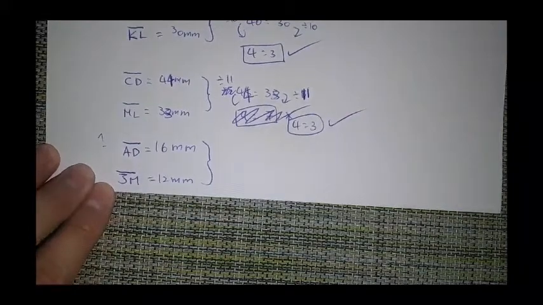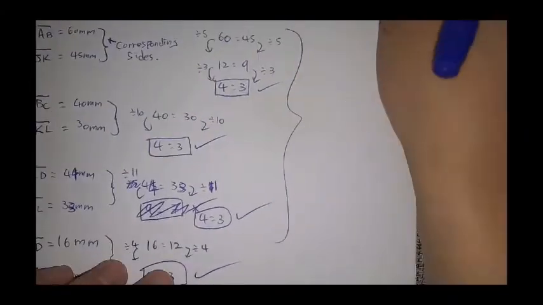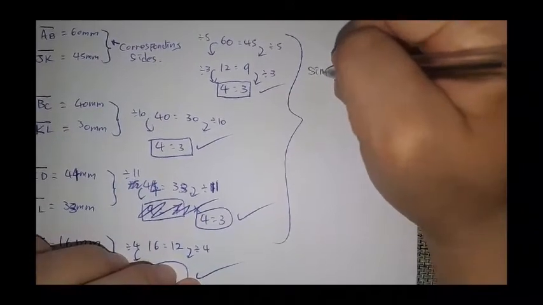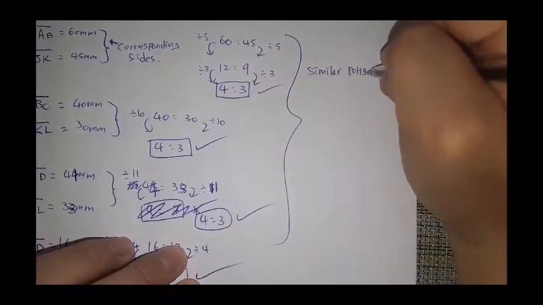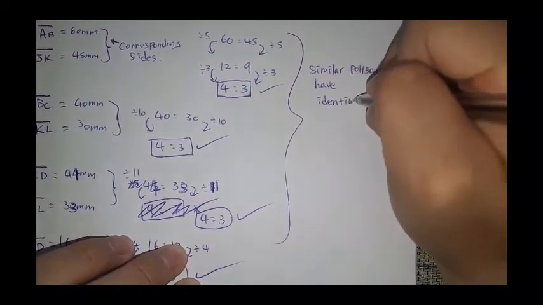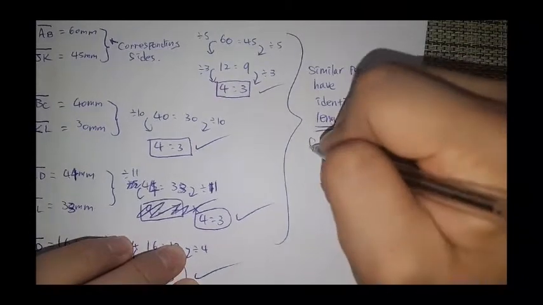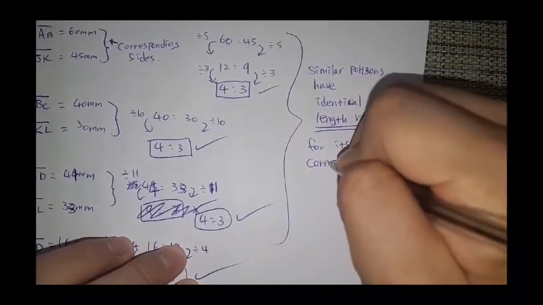The fourth one, honestly, I'm not too sure, just because my ruler seems like it's not correlate to the measurement in the question, but 16 to 12 divided by 4 for each, then you have 4 to 3. So you know what? There you go. Everything matched with 4 to 3, 4 to 3, 4 to 3, 4 to 3. So I can conclude, sorry about the third one, I can conclude that similar polygons have an identical length ratio for its corresponding side.